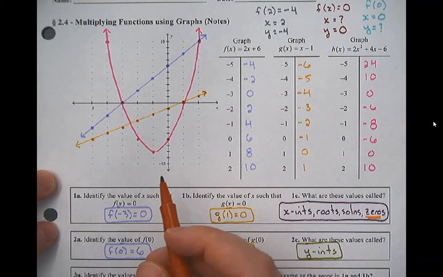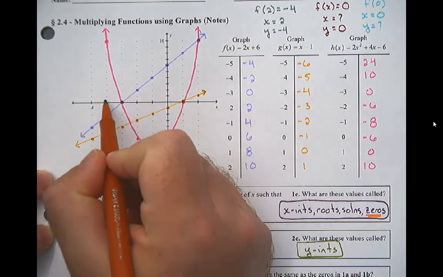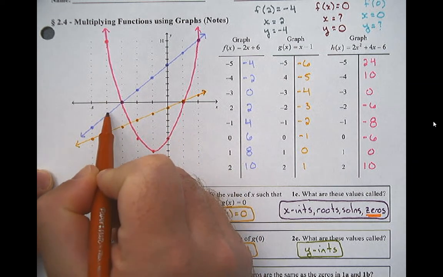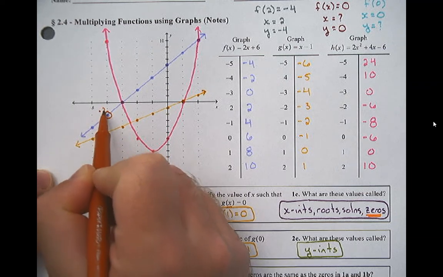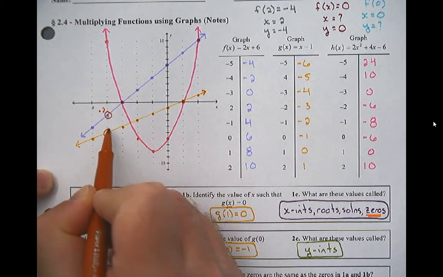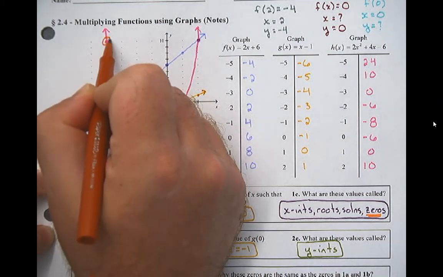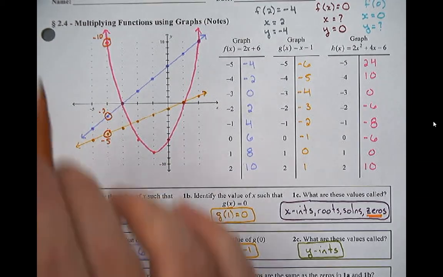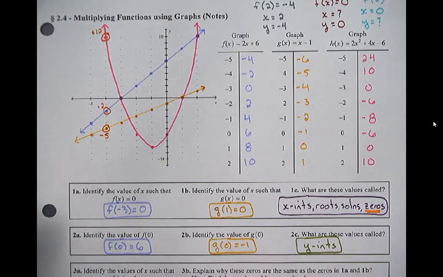When x is -4, f is at a height of -2, g is at a height of -5, and h is at a height of -10. What a coincidence. What's -2 times -5? Oh, sorry, positive 10. What?